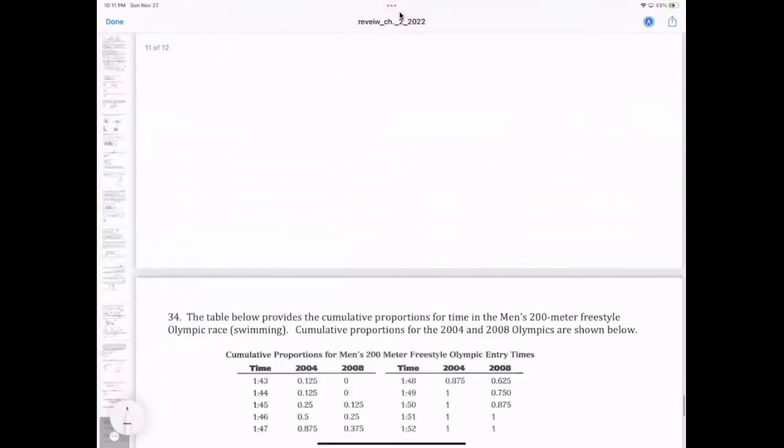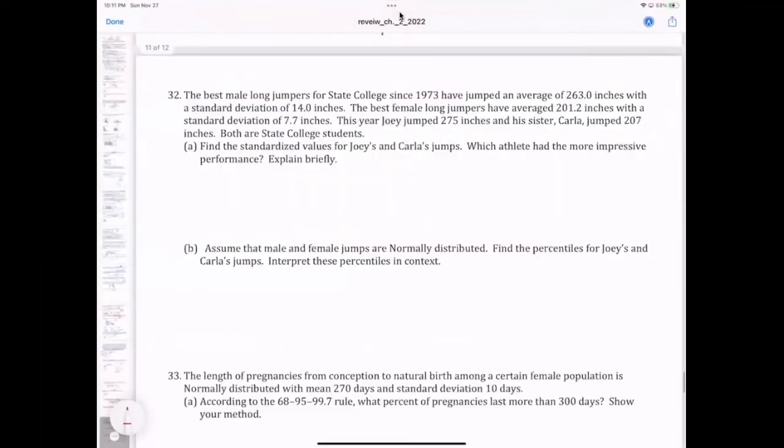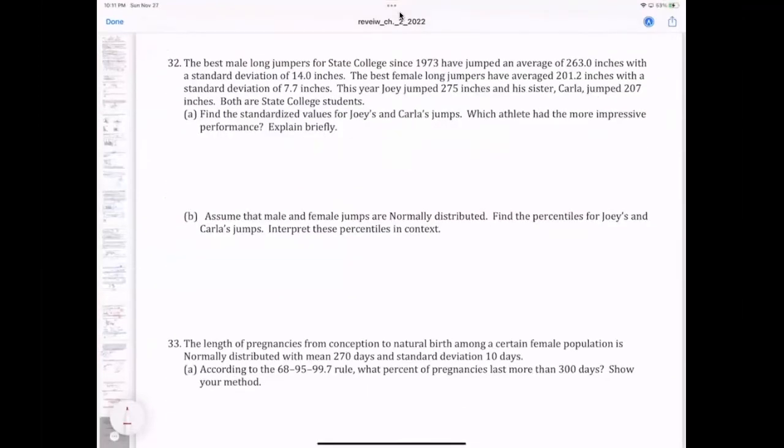All right, so 2 more pages to go. The best male long jumpers for State College. We have the average and standard deviation. Joey has 275 and Carla has 207. So both are State College students. Find the standardized values. Which athlete had the more impressive performance? Remember, to compare two athletes, like Michael Jordan to Kobe Bryant and to LeBron James, or I think it was Wilt Chamberlain at that point, we use z-scores for this.